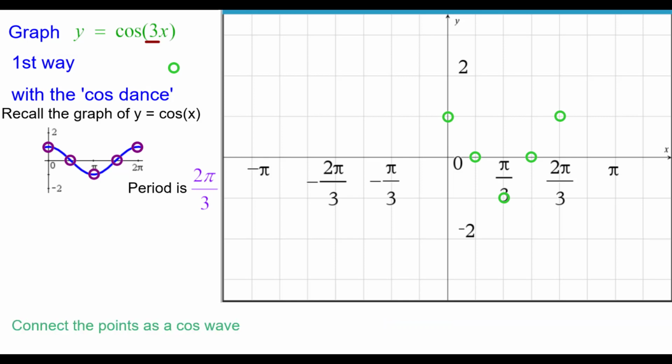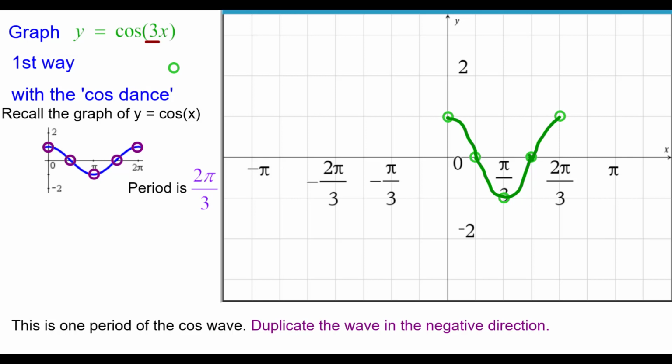We'll connect the points as a cosine wave, half of a frown, a whole smile, half of a frown. This is one period of the cosine wave. We want to duplicate the wave in the negative direction. So we're going to go back a period from this initial point, which is normally 2 pi, but in this case it's 2 pi over 3, which is 1, 2, 3, 4, 6 pi. From this one we'll also go back 2 pi over 3, 1, 2, 3, 4, 6 pi. Back 2 pi over 3 from this point, and back 4 pi over 6 from this point.